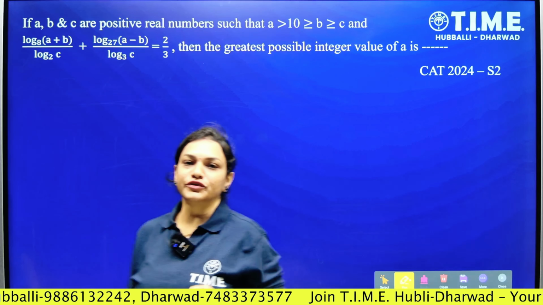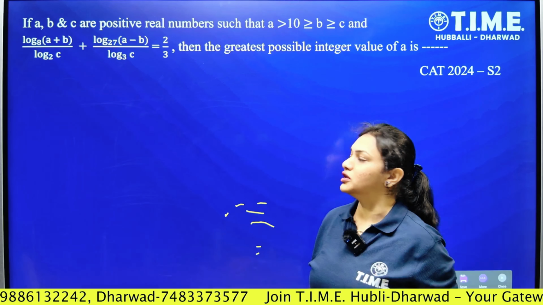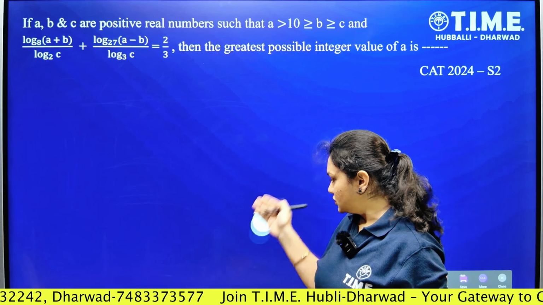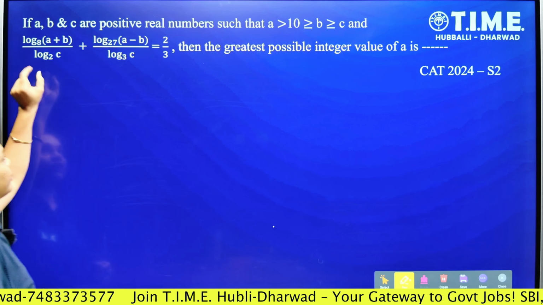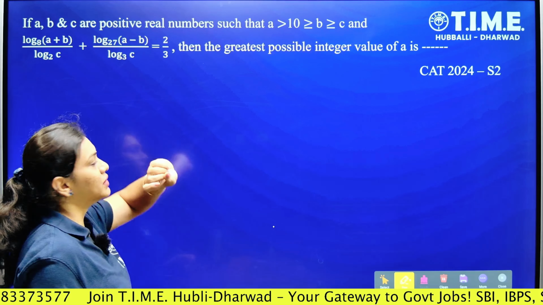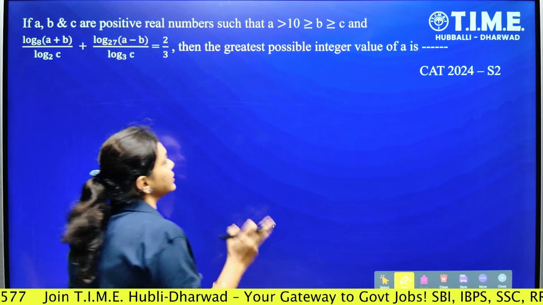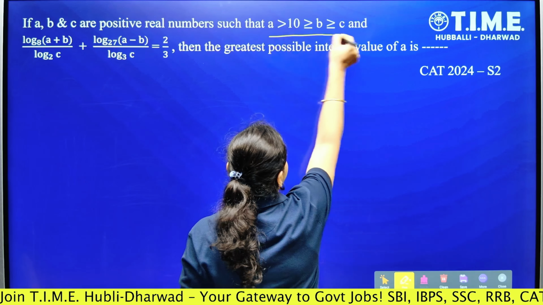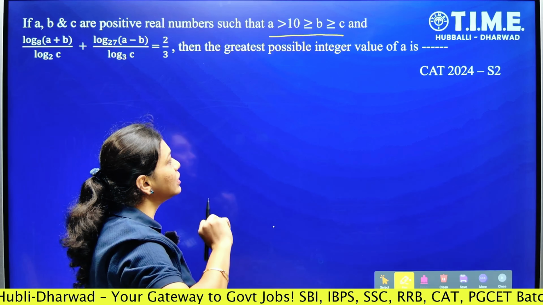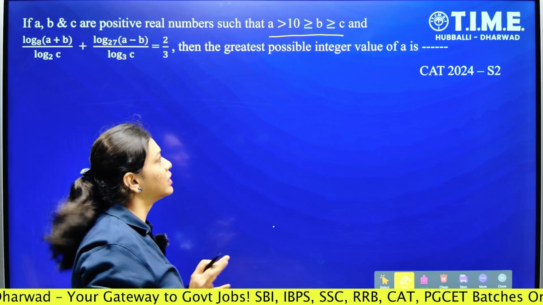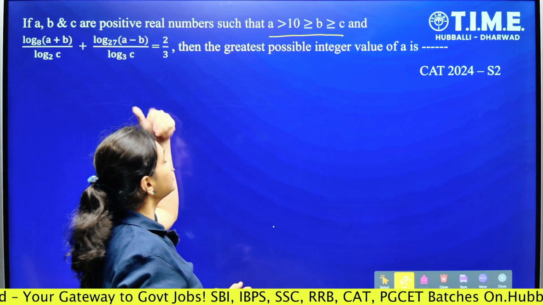Let's start with another question which is related to logarithms. Okay, so now try to understand this one question. What he has given: if A, B and C are positive real numbers such that one condition is given. This condition is A is greater than or equal to B, which is greater than or equal to C. Fine, we'll solve this first.